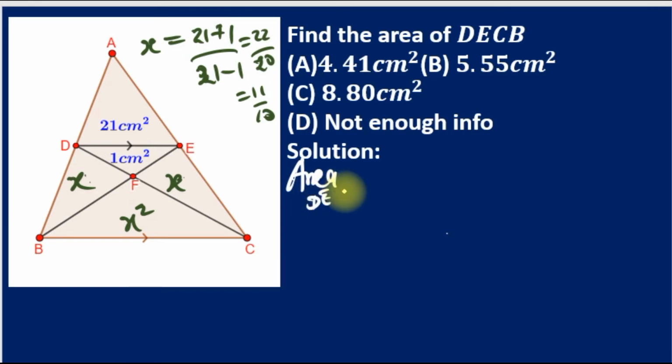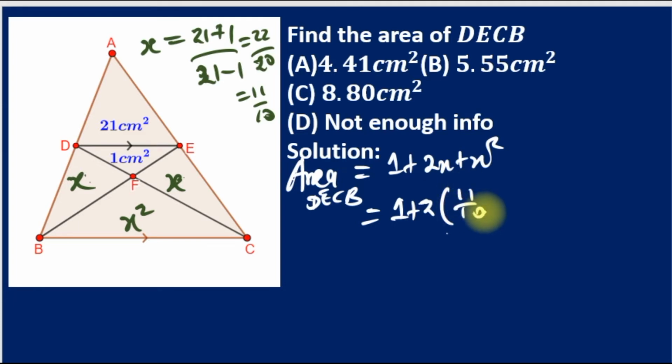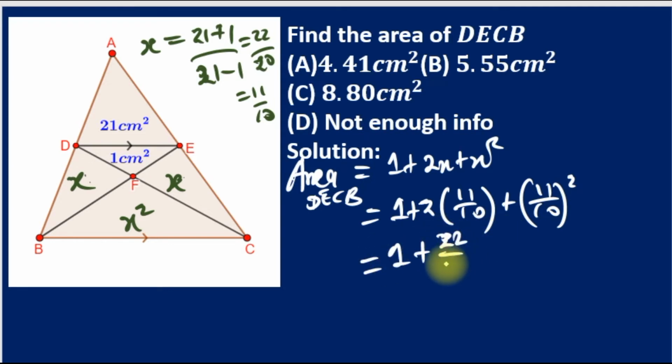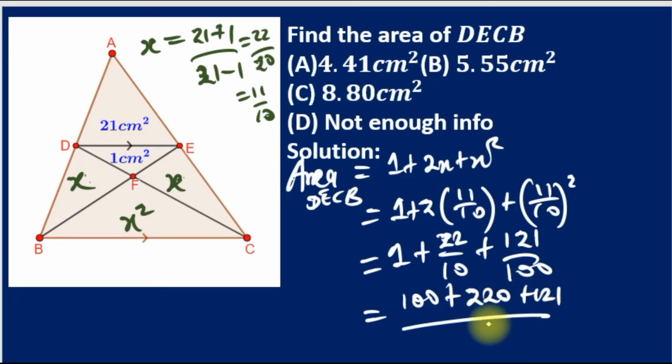area DECB, is 1 plus 2x plus x squared, which is the addition of all these areas. X is 11 over 10, so we have 1 plus 2 times 11 over 10 plus 11 over 10 all squared. So this is 1 plus 22 over 10 plus 121 over 100. So this is 100 plus 220 plus 121 over 100.